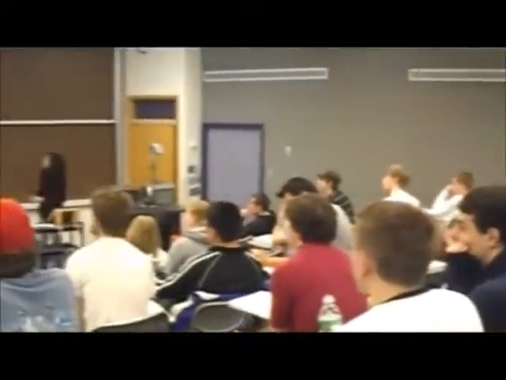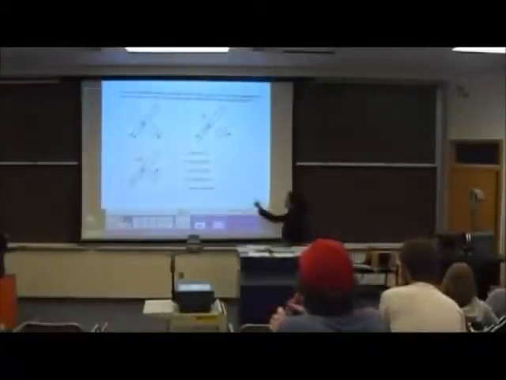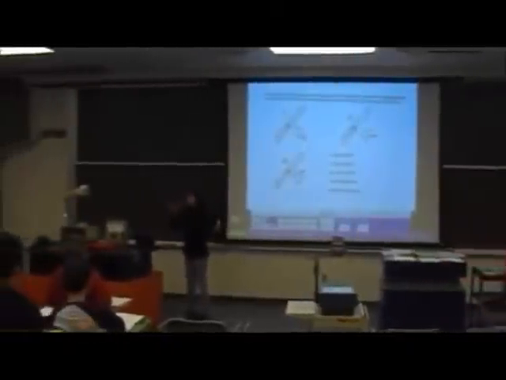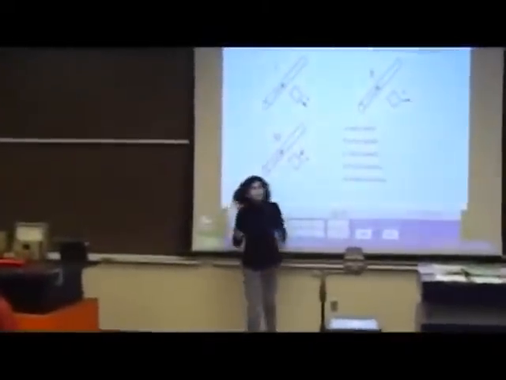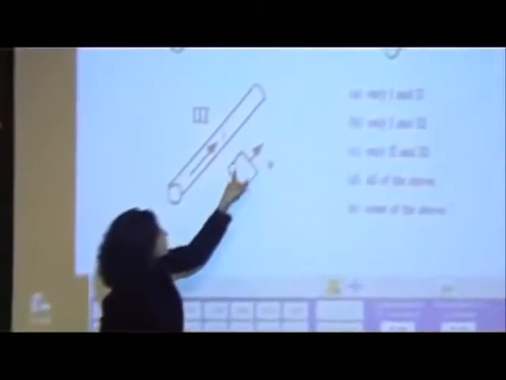Okay, the correct answer here is 1 and 2 only, so A. The reason A is the correct answer is because in case 3, all these wires are infinitely long, right? These wires that are carrying current. And the question is, is the flux through the loop changing? Is the flux through this loop changing?